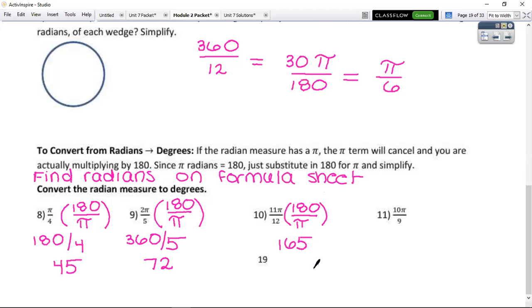And then one more conversion like this type. So we're going to do 10 pi over 9. You're going to multiply this by 180 over pi. Pi's cancel. This is equivalent to what, 200 degrees? Thank you. So 200 degrees.